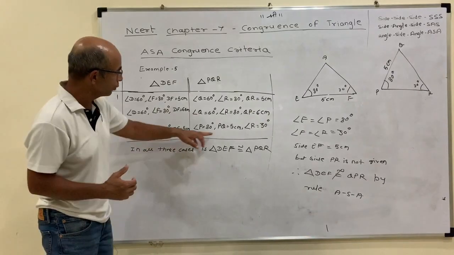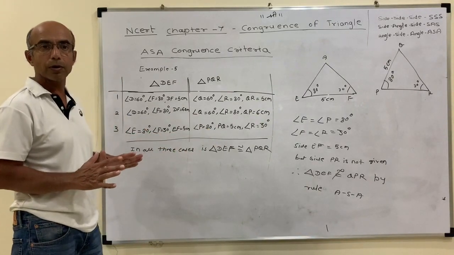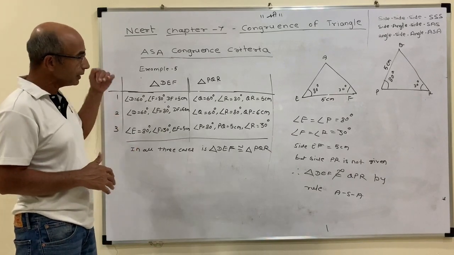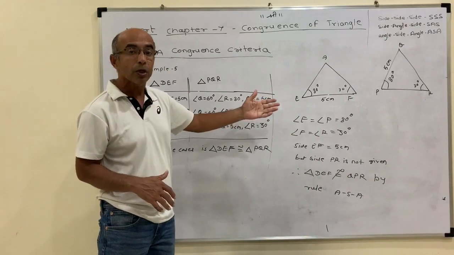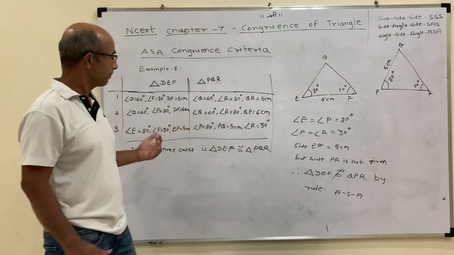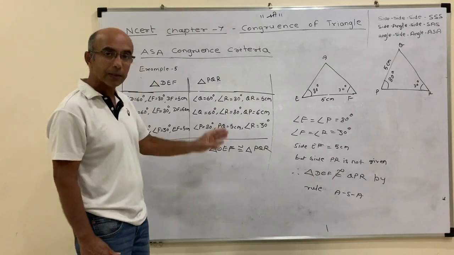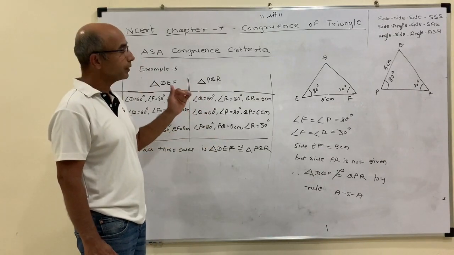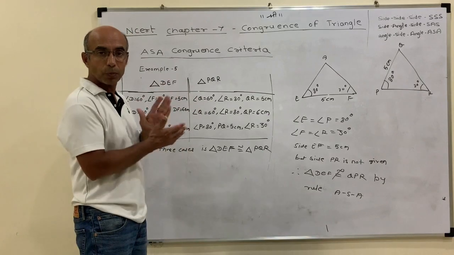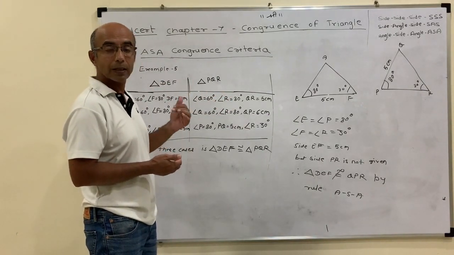So here, since two angles and a side are given, we may see the numbers and in a hurry conclude that these two triangles are congruent. But unless and until you draw them, you never come to know which sides are given and which angles are given. So in this kind of problem, always sketch the diagram and then check whether the corresponding angles and corresponding sides are given and are identical.